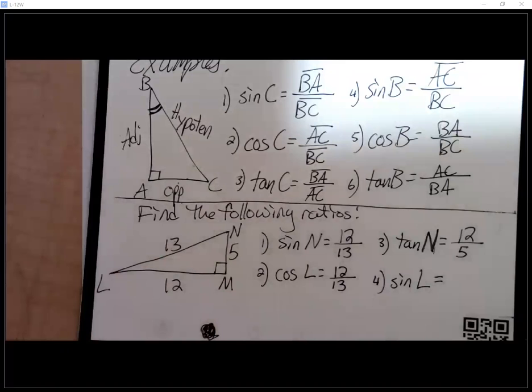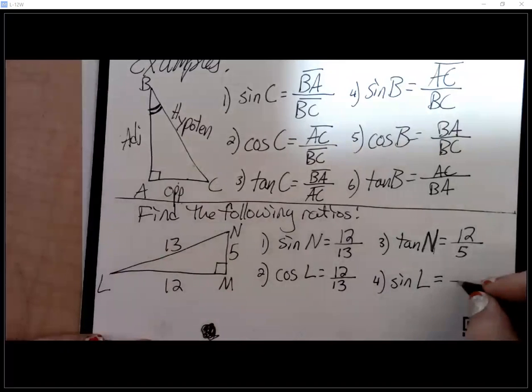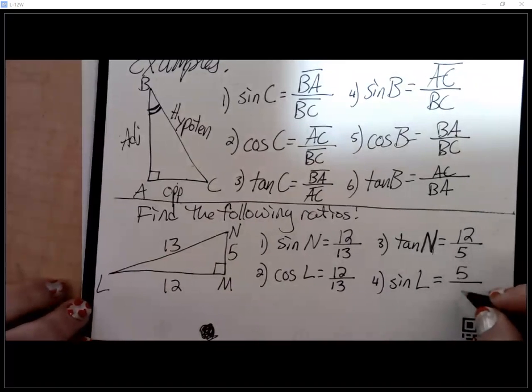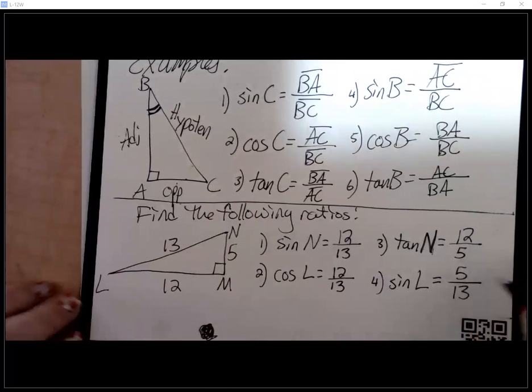Okay, and then last one, the sine of L. Go ahead, Carson. 5 over 13, opposite over hypotenuse. So do you see how the magic word helps you set all this up? If you know that word Sohcahtoa, you know which ones go over, right? Sine has to be opposite over hypotenuse. Cosine has to be adjacent over hypotenuse, and tangent is opposite over adjacent. Yeah? So far, so good?